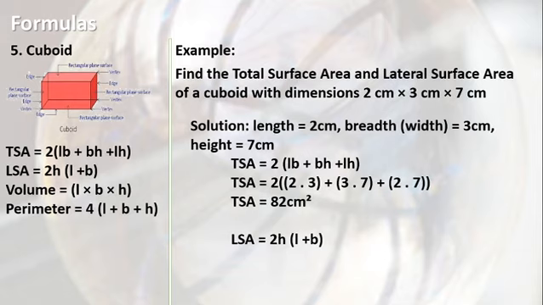2h into bracket L plus B. Alright, so we insert values into that. h is 7, so we multiply into bracket 2 plus 3. The bracket gives us 5, multiplied by 7, that's 35, multiplied by 2, that would be 70 centimeters squared. So the lateral surface area of that cuboid would be 70 centimeters squared.